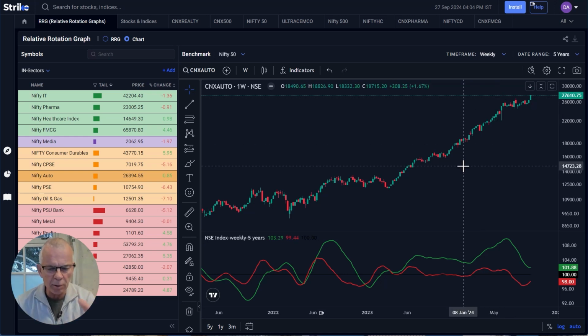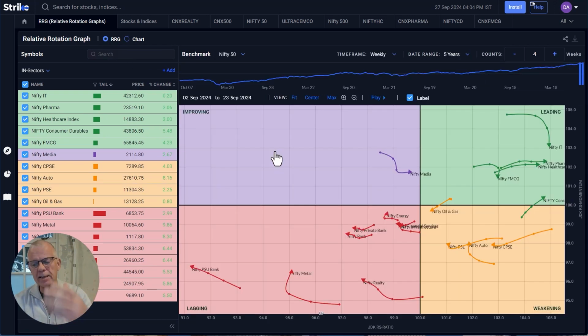Anyway, what I wanted to highlight is especially the fact that these rotations that go from leading into weakening and then back to leading, those are the ones that are really worth our time and effort, and they usually provide pretty good trading opportunities.